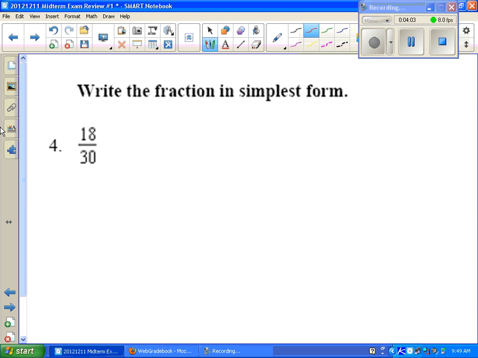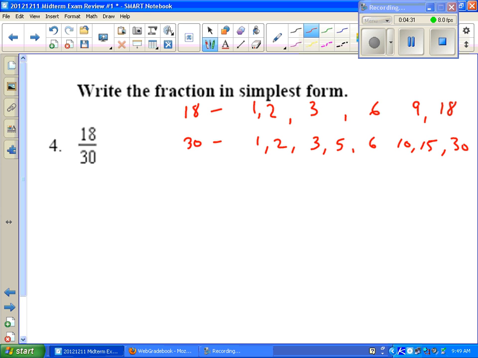Number 4, writing it in simplest form. You need to know the factors, or what makes up 18 and 30. As you're looking at your factors of 18, 1 times 18 gives you that, 2 times 9 gives you 18, and 3 times 6 gives you 18. As you're looking at your factors of 30, same thing: 1 times 30, 2 times 15, 3 times 10, and 5 times 6 gives you 30.